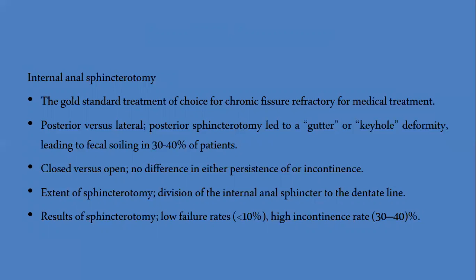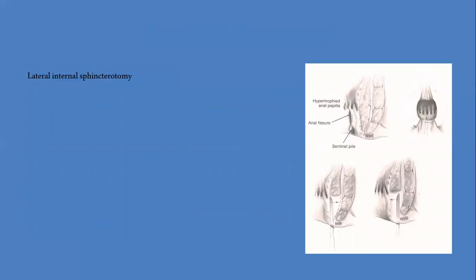Sphincterotomy, as we said, is the gold standard of treatment and is associated with a failure rate of less than 10%. However, there is still a chance to develop fecal incontinence, maybe reaching up to 30 or 40%. And this is how we perform closed lateral internal sphincterotomy.